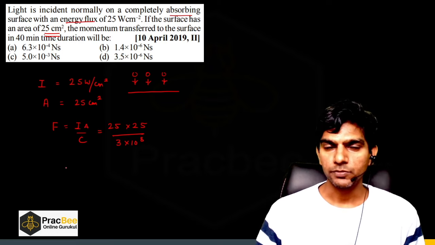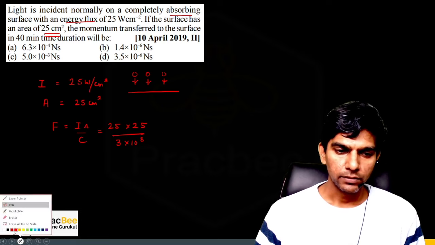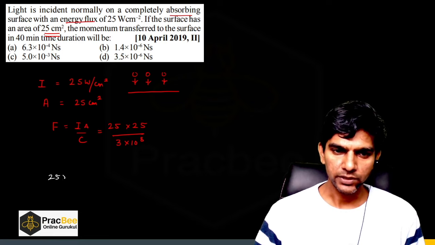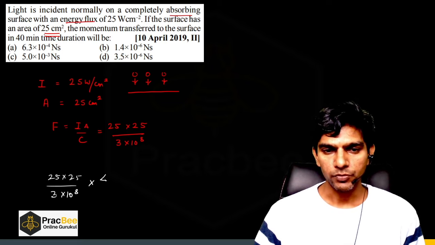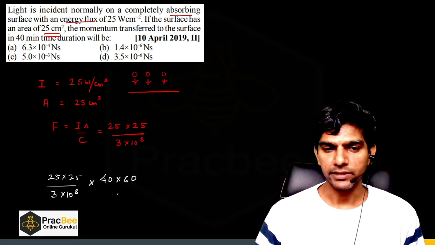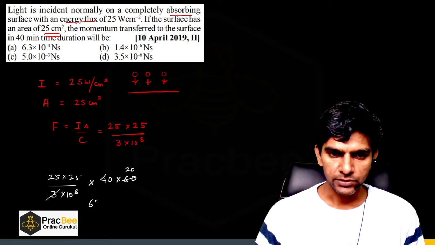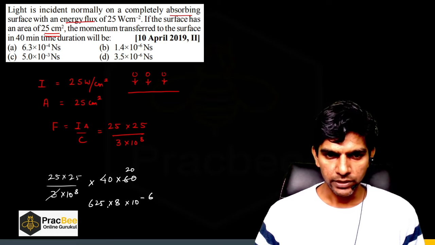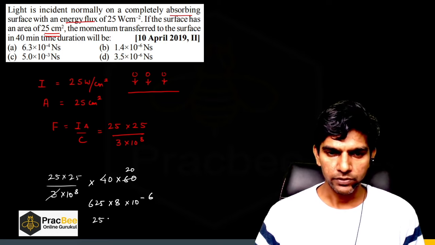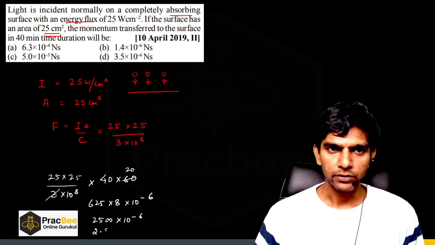So if this is the momentum transferred by the photon in 1 second, then the momentum transferred in 40 minutes will be 25 times 25 upon 3 into 10 raised to power 8 times the time. So time will be 40 times 60, so it is in seconds. So let us simplify this. So this will be 20. So 625 times 8 times 10 raised to power minus 6.